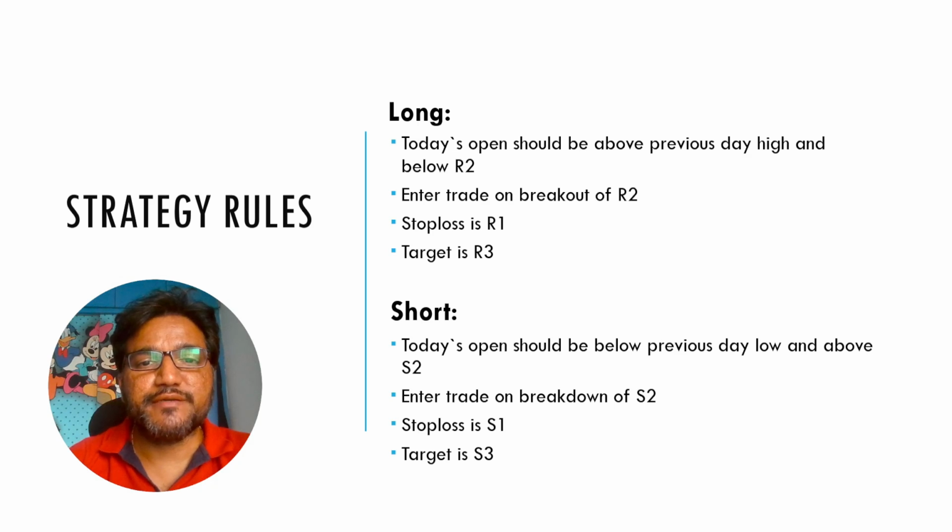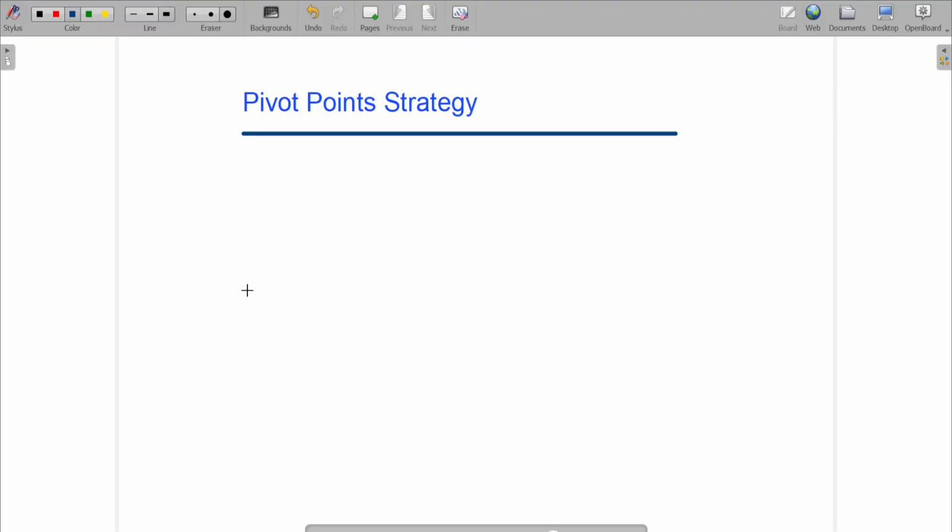The same logic applies to a short trade. The first rule is today's open should be below the previous day low and above S2. So we enter the trade on breakdown of support 2 with a stop loss of support 1 and with the target of support 3. Let me explain the strategy rules on the whiteboard.